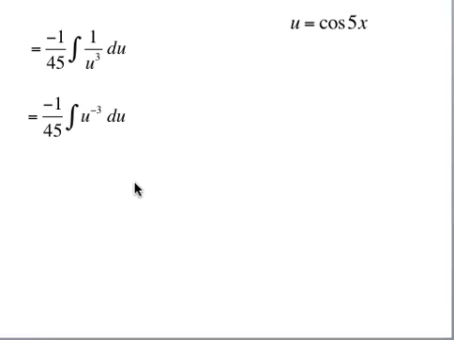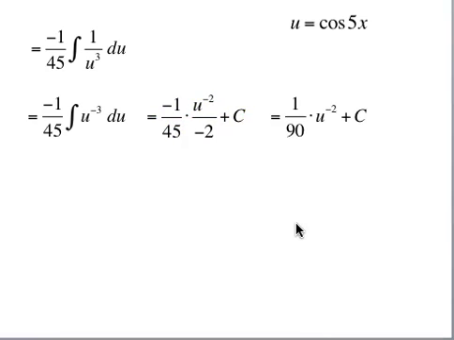And then we use our power rule, integral of x to the n is x to the n plus 1 over n plus 1. So u to the negative 3 plus 1, u to the negative 2 over negative 2, plus c. 45 times 2 is 90, negative over negative is positive, so 1/90th u to the negative 2 plus c. But u to the negative 2 means 1 over u squared. 1 over 90 times 1 over u squared plus c.